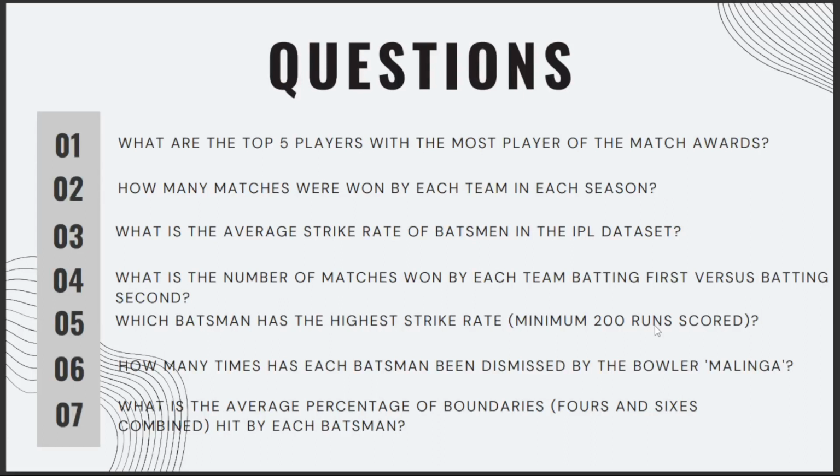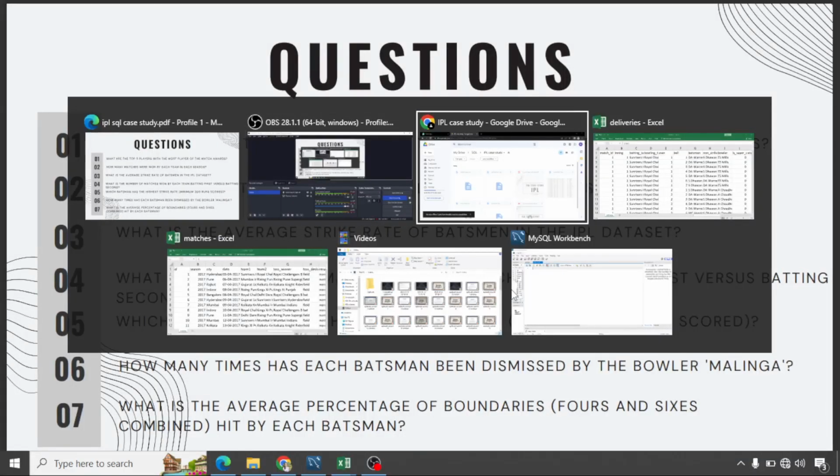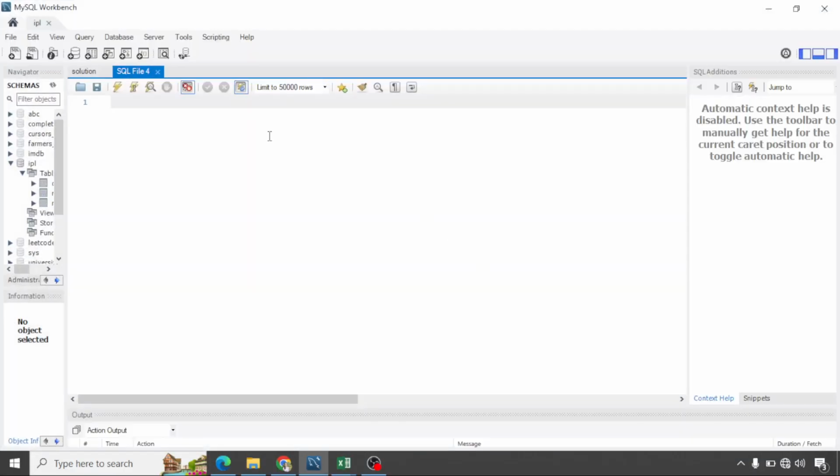So the first question is, what are the top 5 players with the most player of the match awards? Now I'm going to solve these questions in MySQL Workbench. You can use any other platform according to your convenience, but see to it that you use the proper syntax to solve the questions. I'm using MySQL Workbench, so I'll be using MySQL syntax over here. I've already created the tables and inserted the data as well. So I'll simply be using my database, which is IPL.